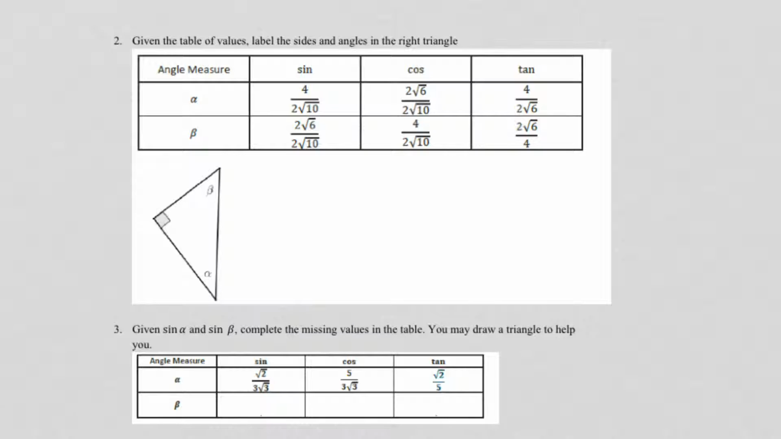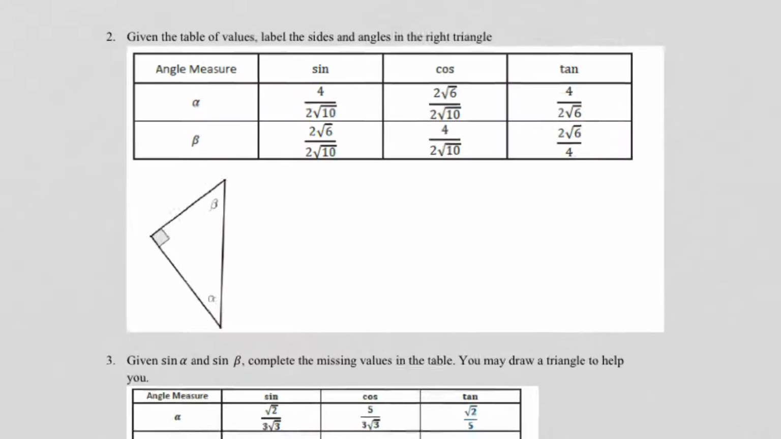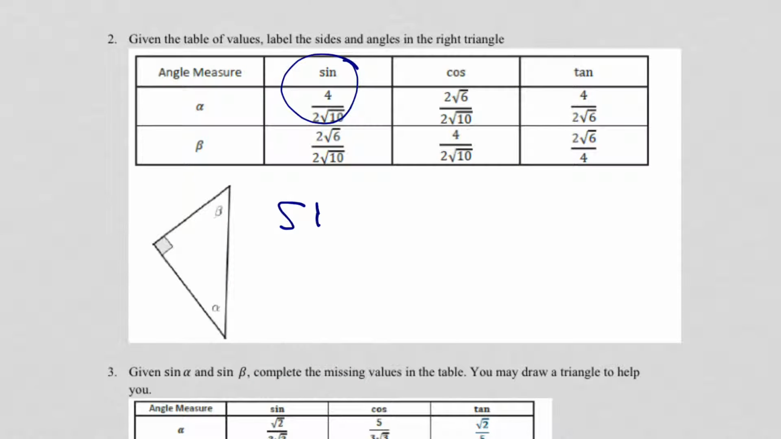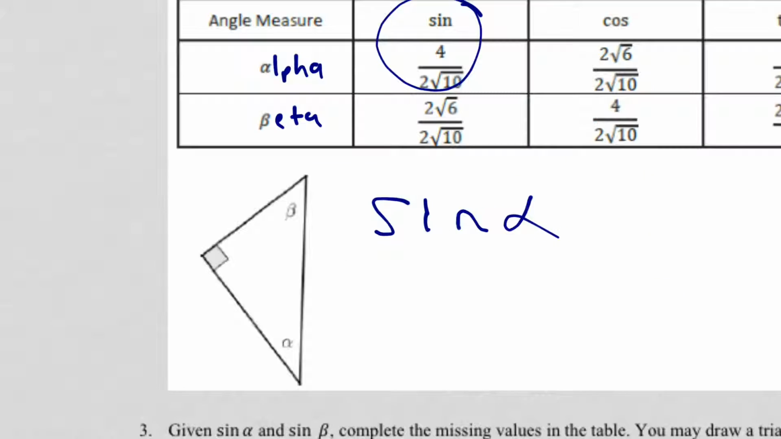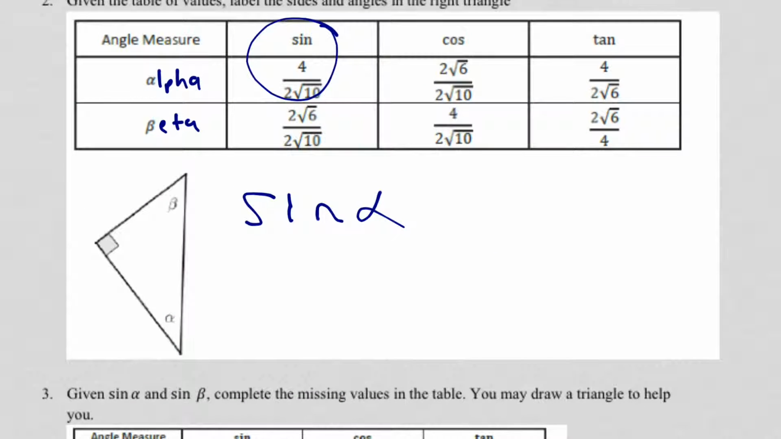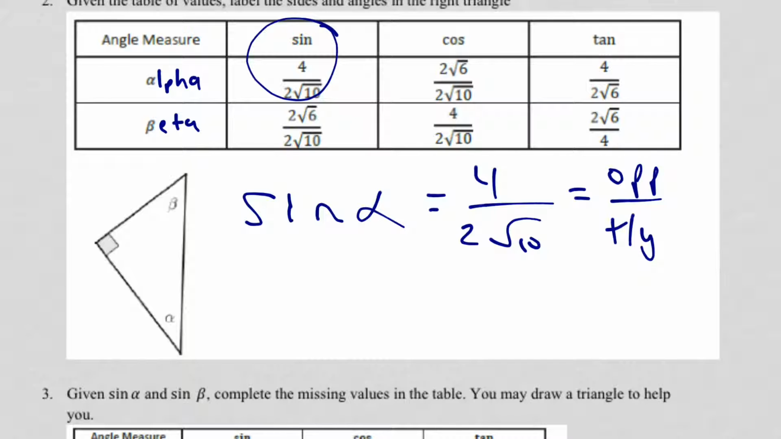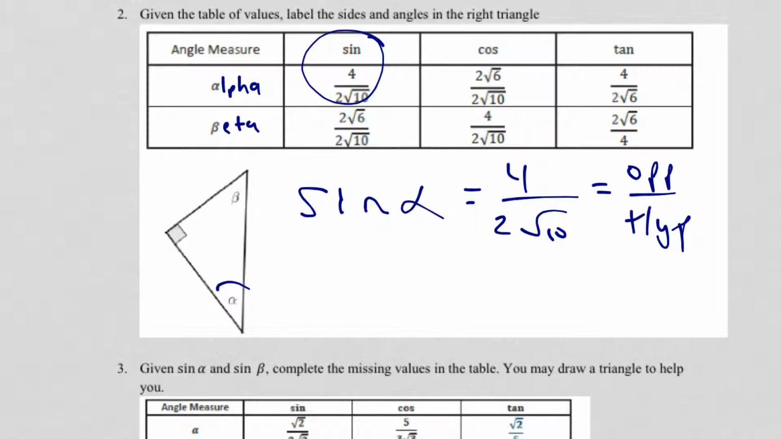Here you can label the sides. I give you a whole lot of information in this table, but you really don't need all this information. But let's choose sine of alpha. In case I'm not very clear, these are lowercase Greek letters for alpha and beta. When I'm reading sine of alpha, they look like little fishes or little ribbons. Again, this is opposite over hypotenuse. So you can label that: here's alpha, opposite is 4, hypotenuse is 2 root 10.